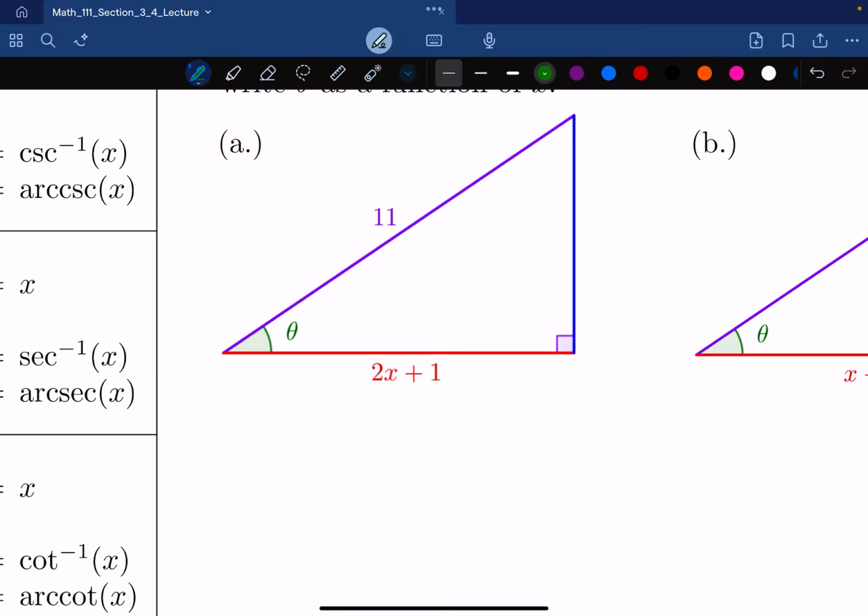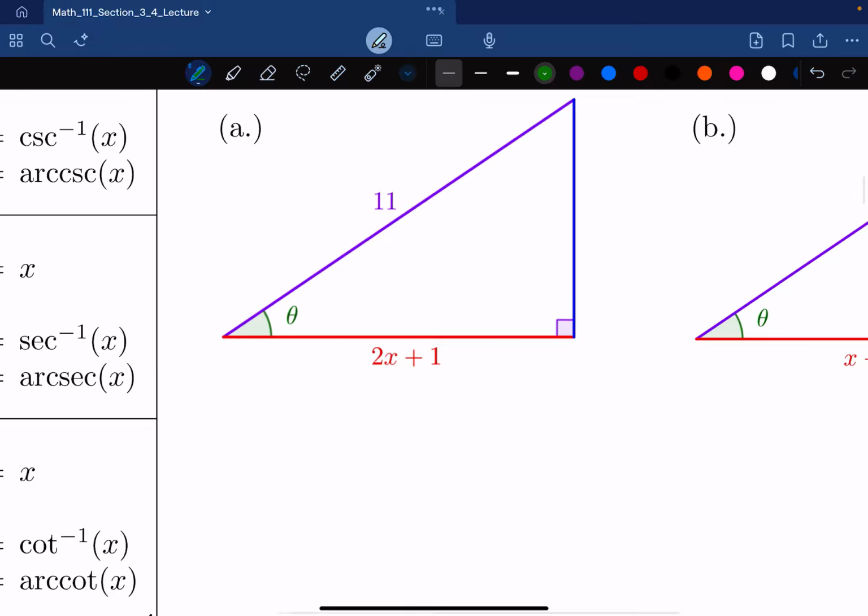Because I was given adjacent and hypotenuse, I can either use cosine or secant. Let's just run with cosine. So cosine theta equals a ratio, namely the adjacent over hypotenuse.